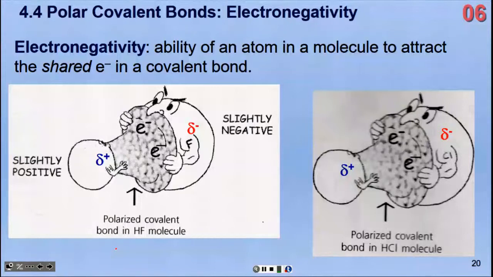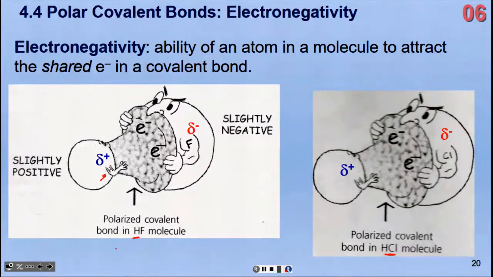So the definition is as follows. Electronegativity is described as the ability of an atom in a molecule to attract the shared electrons in a covalent bond. Two examples are given here for the HF molecule and the HCl molecule with silly cartoons, but maybe they make the point. In the one on the left, you can get the idea that the fluorine is grabbing the electrons and pulling them away from this little hydrogen.